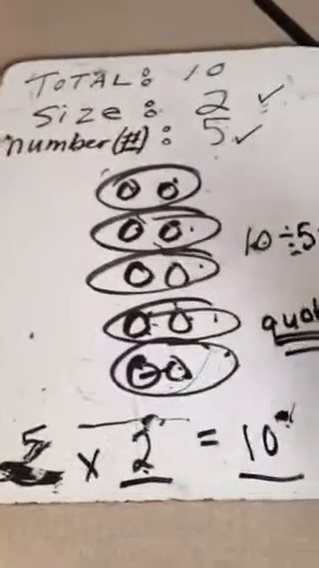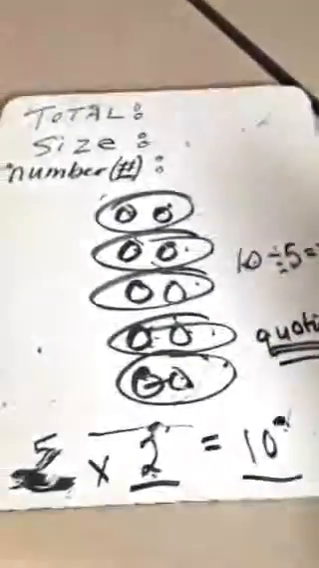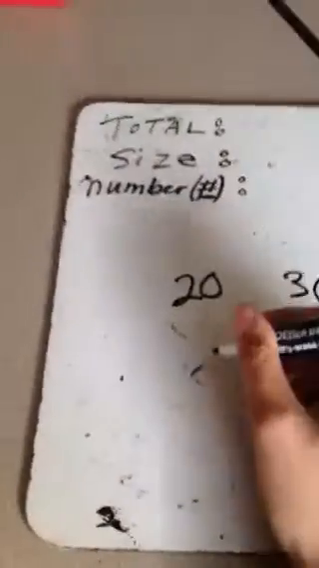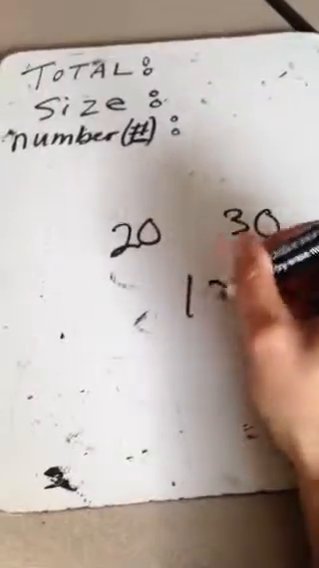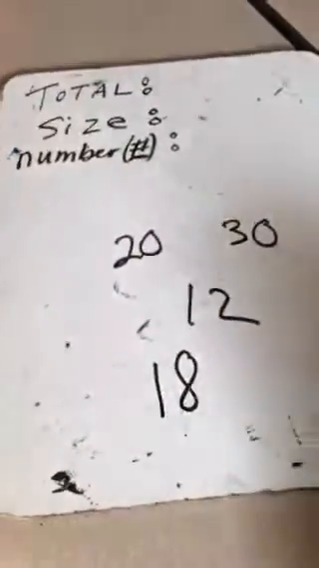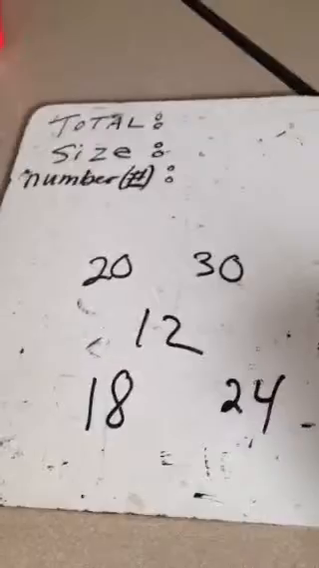Whew! Give yourself some tests tonight. Say, okay, I'm going to pick a number. Or have a grown-up pick a number. I'll give you possible numbers. How about that? Your total could be 20. Your total could be 30. Your total could be 12. Your total, if you want to go higher, you can go higher than that. Your total could be 18. Your total could be 24. All of those are good totals to try.